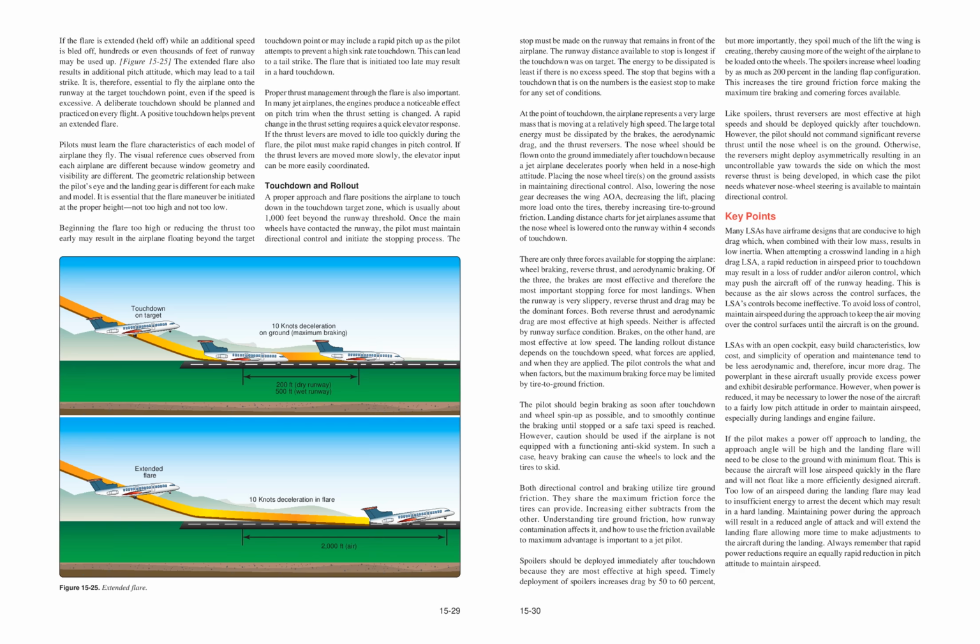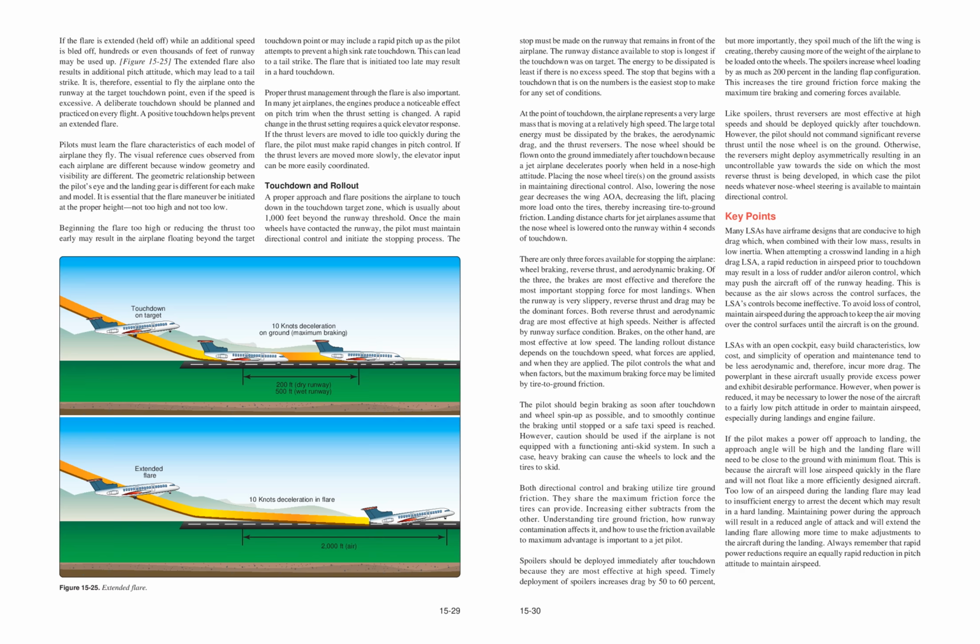But more importantly, the spoilers spoil much of the lift the wing is creating, thereby causing more of the weight of the airplane to be loaded onto the wheels. The spoilers increase wheel loading by as much as 200% in the landing flap configuration. This increases the tire ground friction force, making the maximum tire braking and cornering forces available.